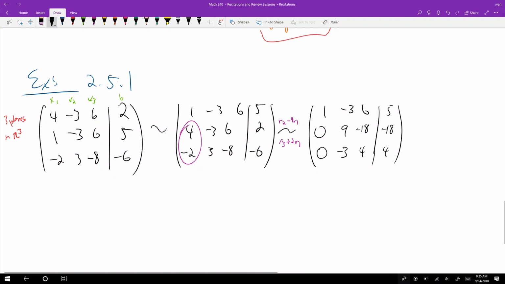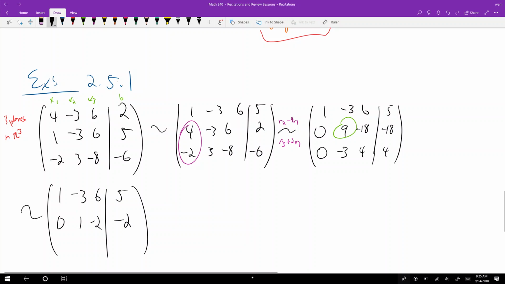Okay, and so from here, what's the next step? Well, we probably want to put a 1 in the next pivot. It'll help us out a little bit. So we want to put a 1 here. And how do we do that? Yeah, divide everything by 9. 0, 1, negative 2, negative 2. 0, negative 3, 4, 4.